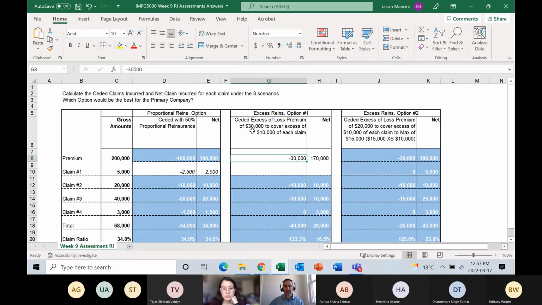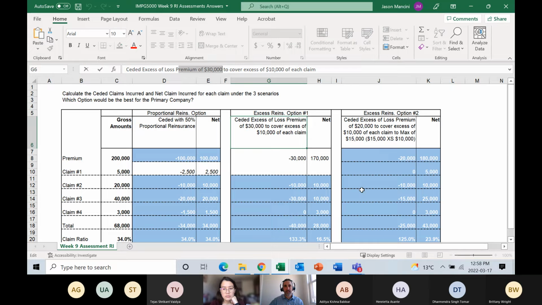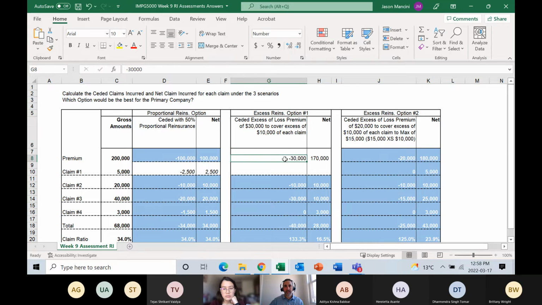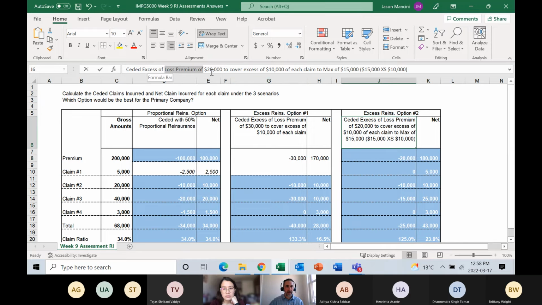For the excess of loss, it's not a proportional premium. You could read in the question, it says that the excess of loss premium is a premium of 30,000. Okay, so we capture the 30,000 premium. In this excess of loss scenario, the premium is 20,000. So we have our ceded premium less than what it was here. So our net is 170, gross less ceded, and in this scenario, it's gross less the 20,000 of ceded. You have a net of 180. Okay.